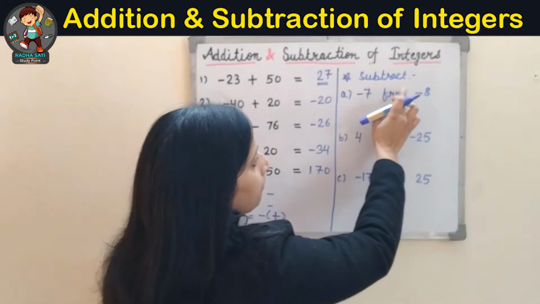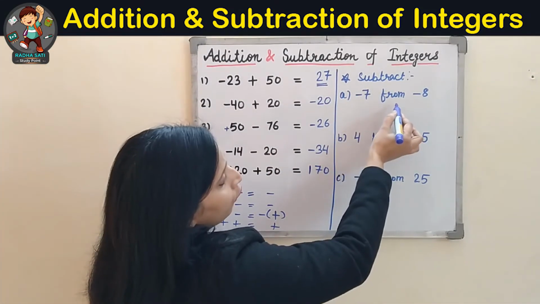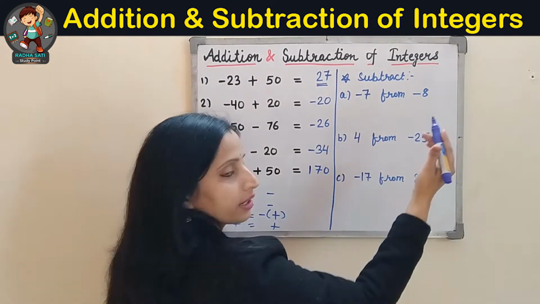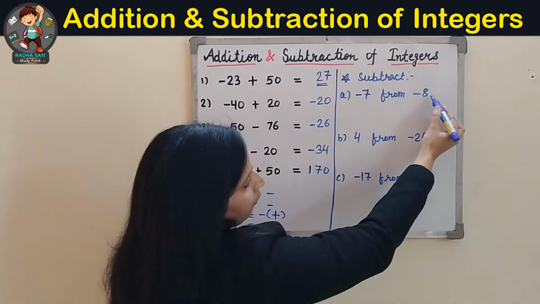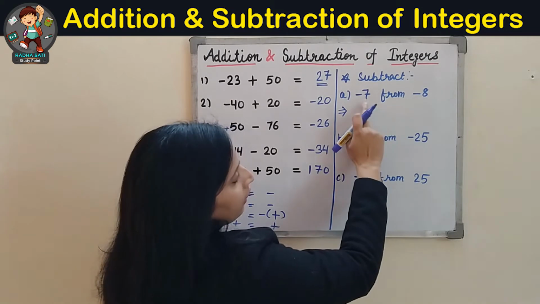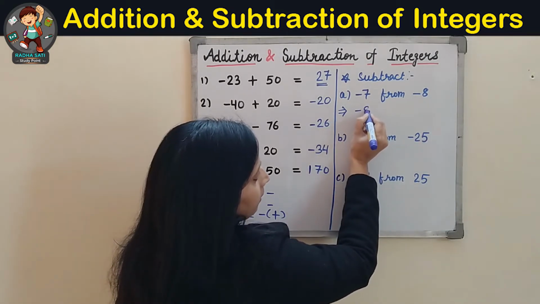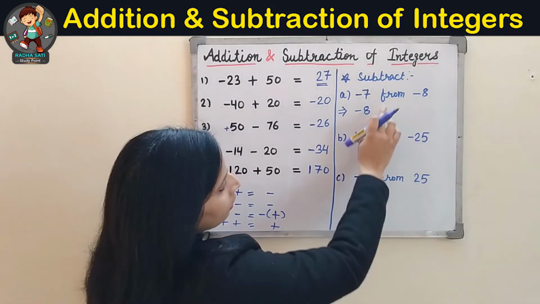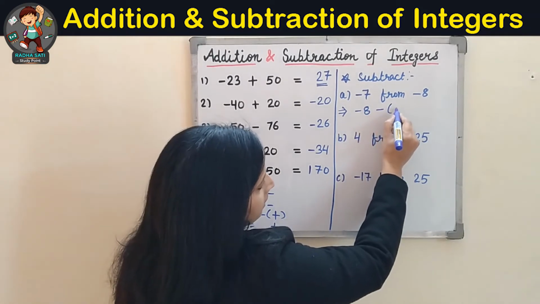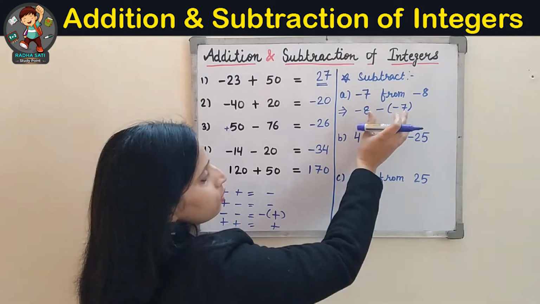Okay. So now we will solve these questions. It is subtract. We have to subtract minus 7 from minus 8. So you know that the number or the integer that is given after 'from' will come before. Okay. So we have to subtract minus 7 from minus 8. That means minus 8, then subtract, put the sign of minus. And then this minus 7 we will write in bracket. Okay. So this we have to solve.